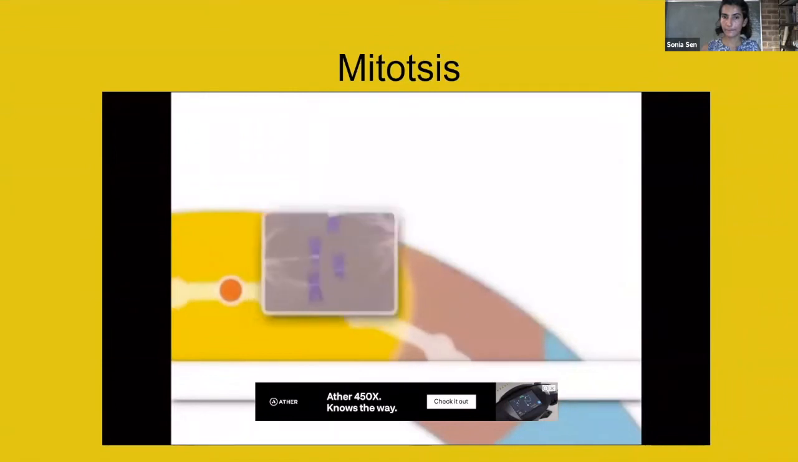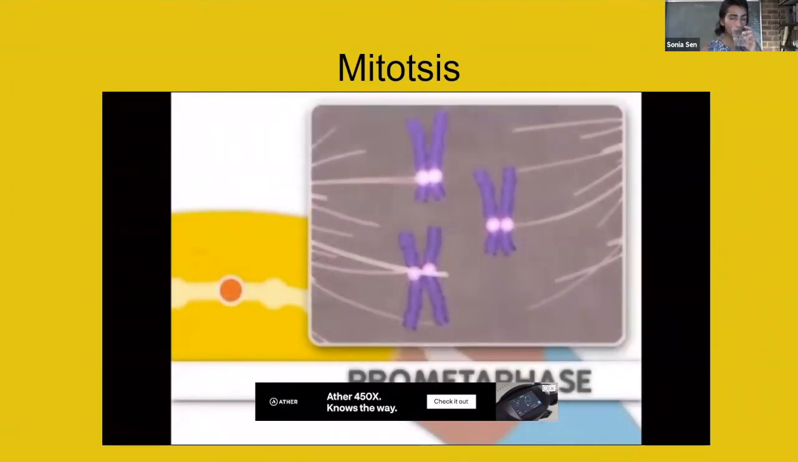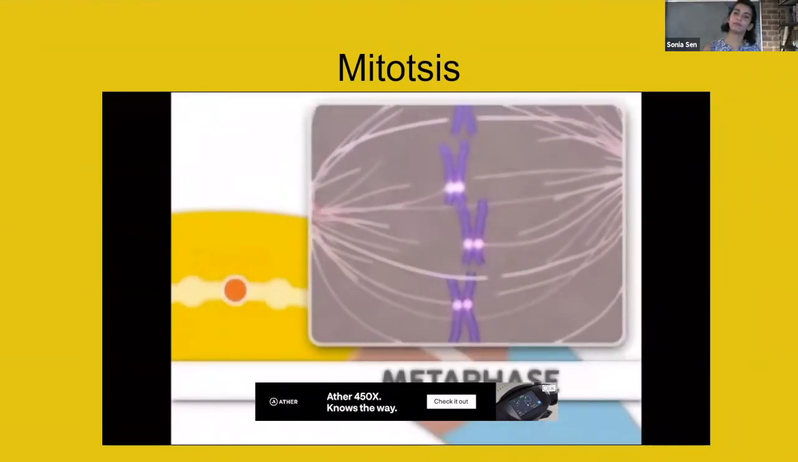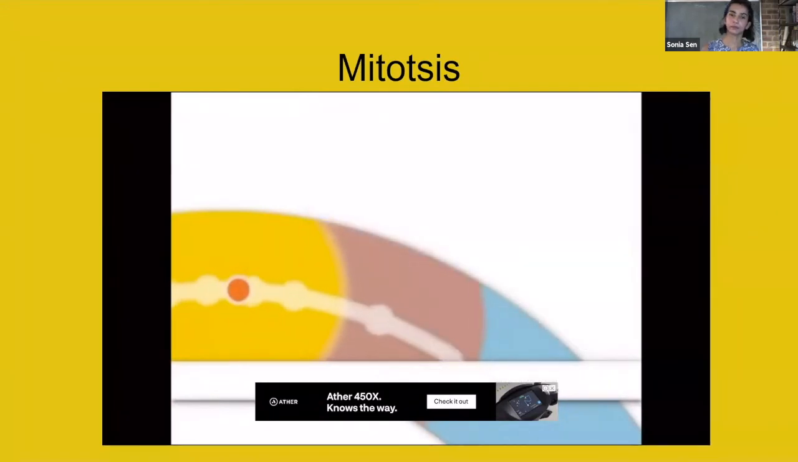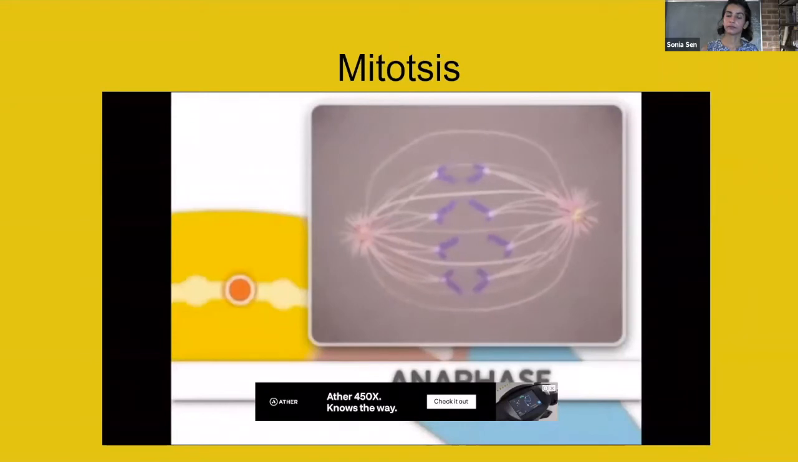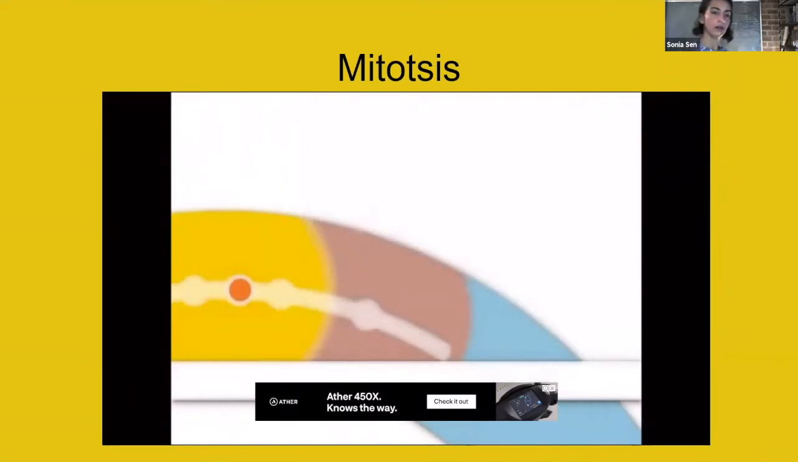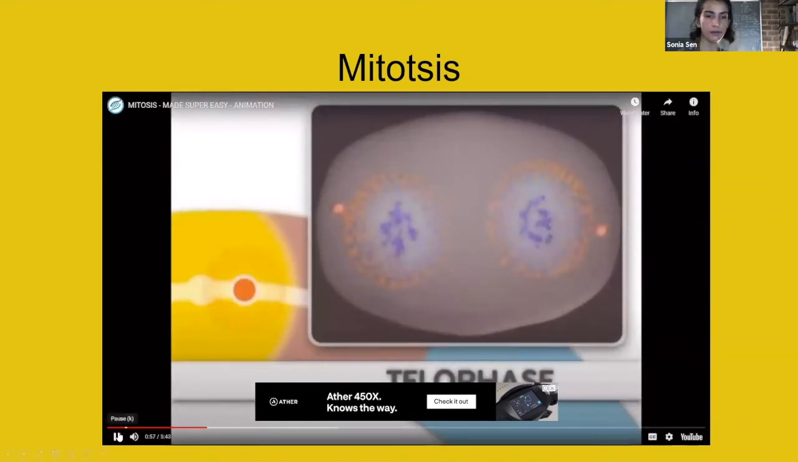Next comes prometaphase, where microtubules attach to the chromosomes. This step is followed by metaphase, where the chromosomes align. Metaphase is followed by anaphase, where the chromosomes separate. Finally, during telophase, nuclear membranes reappear around the two sets of chromosomes.